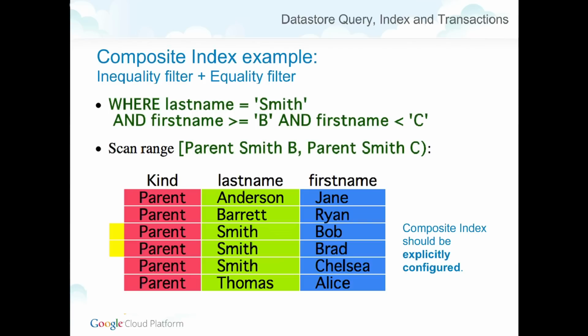A composite index has values for logical properties like the kind name, the values for the last name, and the values for the first name, so that Datastore can convert this kind of complex query into a simple index scan. The combination can be very complex, with lots of tables being created for that composite index. You, the developer, have to explicitly define that in your configuration file.